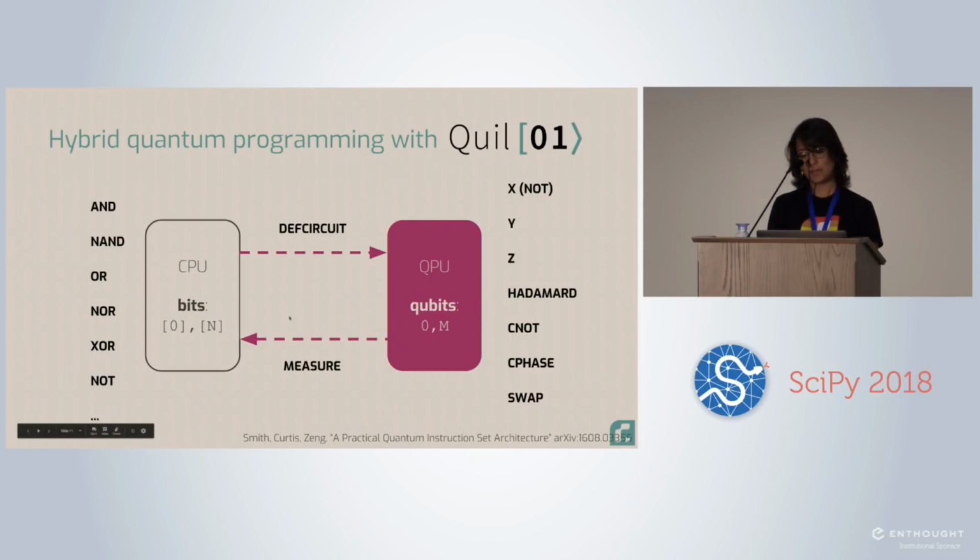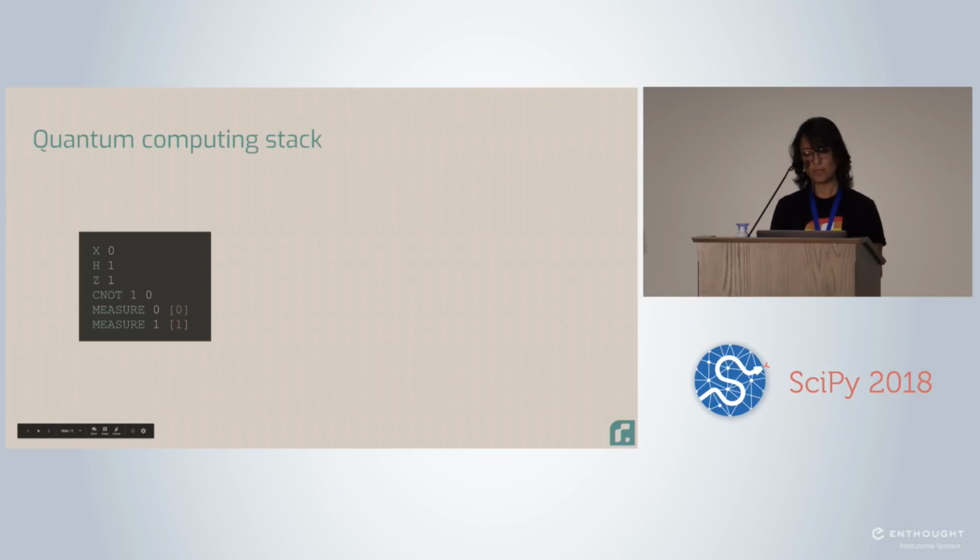So typically, how to translate a quantum program into the classical world is to do a measurement. And to create a quantum program, you actually define circuits. So this is the interface that we provide with QuIL. This is an example QuIL program. So this would be executing an X pulse or a NOT on qubit 0, a Hadamard on qubit 1, and a Z rotation on qubit 1.